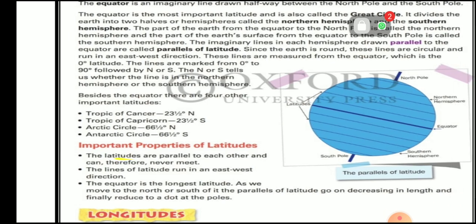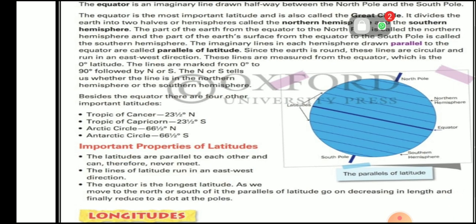These lines are measured from the equator, which is the 0 degree latitude. These lines are marked from 0 degree to 90 degree, followed by N or S. The N or S tells us whether the line is in the northern hemisphere or in the southern hemisphere.